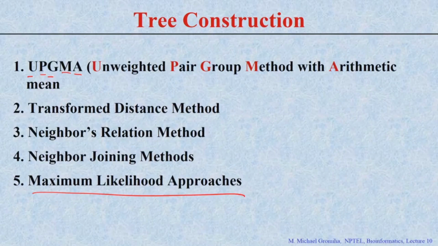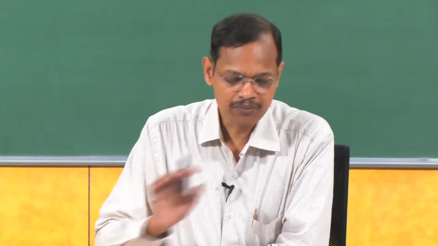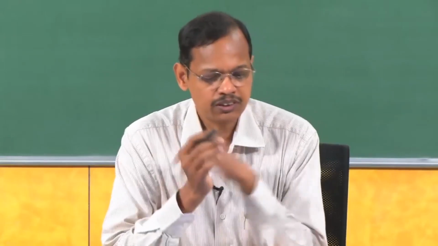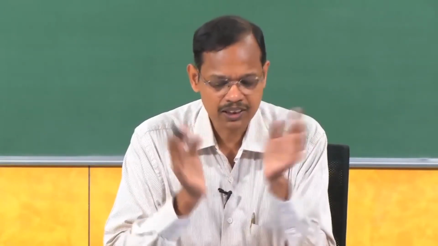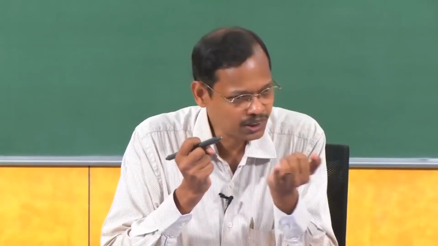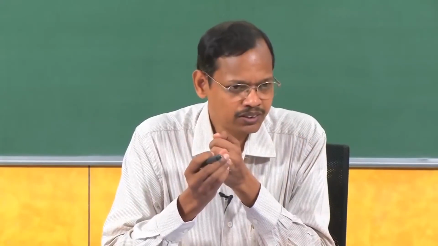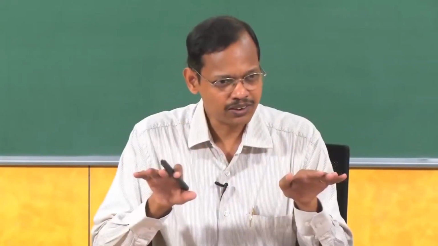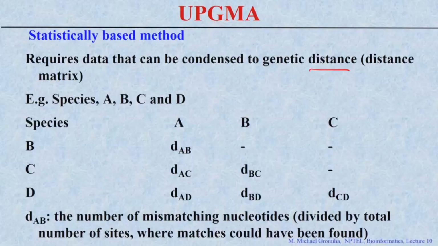We will see how to construct trees based on UPGMA and what principles are used in the other types of methods. It is a statistically based method. It requires the data to be condensed to a genetic distance. For example, we can use DNA sequences or protein sequences. They look at these sequences and see how they differ from each other, and they calculate the distance. They use statistics to analyze the data and construct the trees based on the distance.